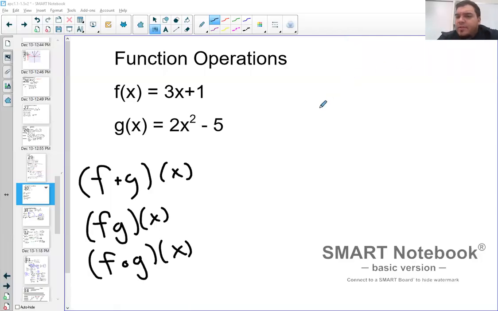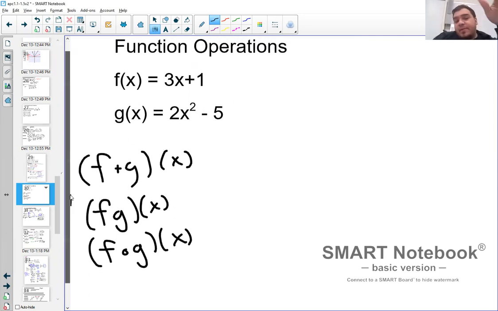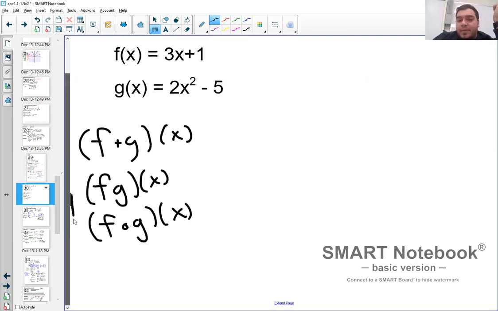So for this one, I'm going to talk about function operations. You have the standard operations of addition, subtraction, multiplication, division, but you also have the operation of a composite function. So I'm going to go over some of them. For this one, I have f of x is 3x plus 1, and g of x is 2x squared minus 5. If you want to pause the video and try it yourself, that's fine. I'm going to go one at a time.